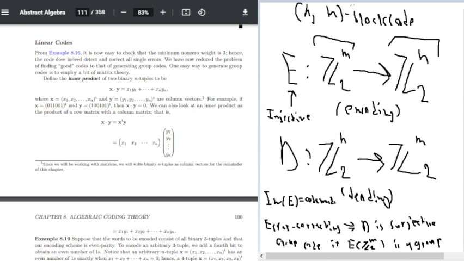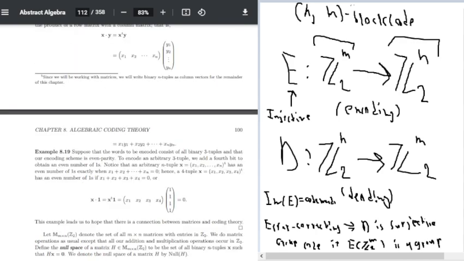We can also look at inner products as the product of a row matrix with a column matrix. That is, x · y is equal to x^T y, which is equal to (x1, x2, all the way to xn) times (y1, y2, all the way to yn), which is equal to x1y1 + x2y2 all the way to xnyn.